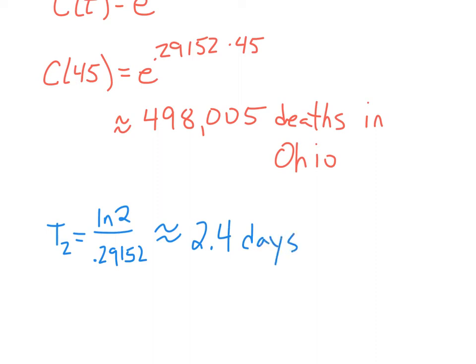Okay, so think about that. We had 142 deaths as of yesterday in Ohio, and that means on Sunday we had 71. Right, and then on Friday we only had 35 or so. That's an insane amount of doubling, and so that's how we can get to such a big number so quickly.